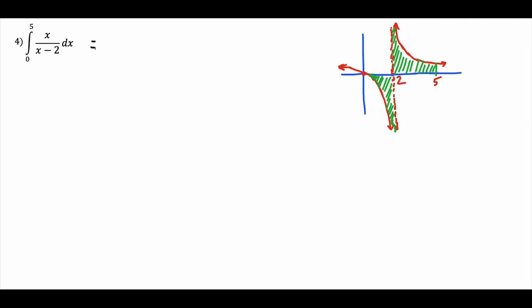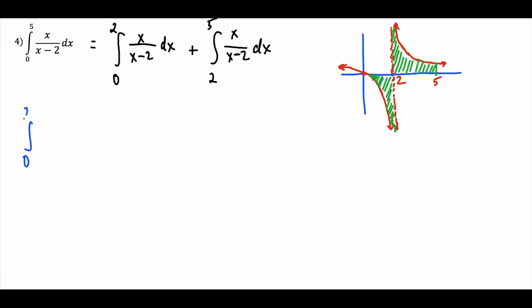So the idea behind this is we want to break this up into two separate integrals. The integral from 0 to 2 of x over x minus 2, and then we have the integral from 2 to 5 of x over x minus 2. So once again, we have to check these one by one, and we need both of these integrals to converge for this entire integral to converge. So if we start with the first one, the integral from 0 to 2 of x over x minus 2.